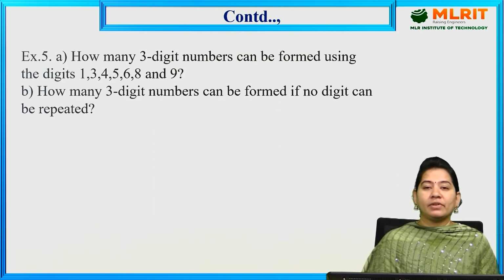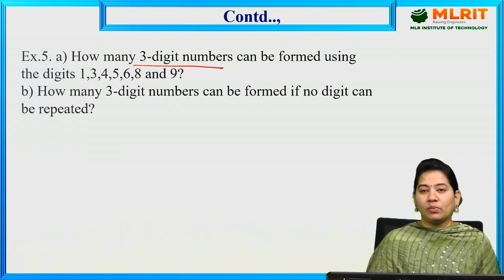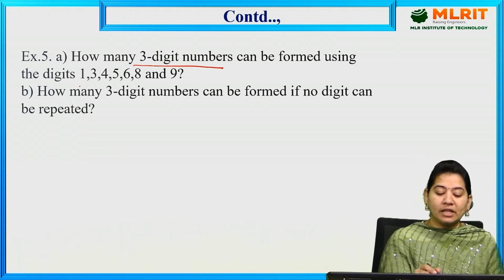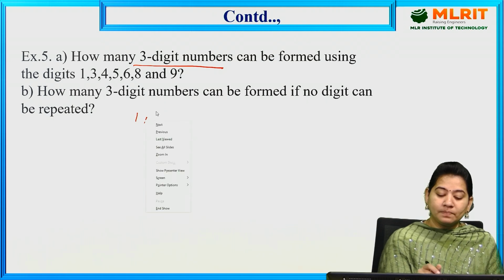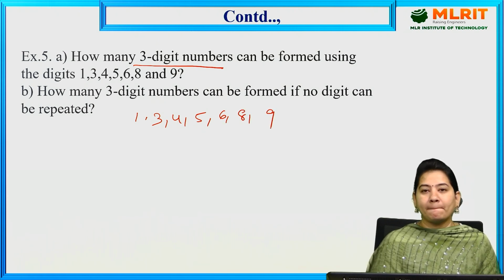So next we have another question. How many 3-digit numbers can be formed by using the digits here? What are the digits here? 1, 3, 4, 5, 6, 8, 9.